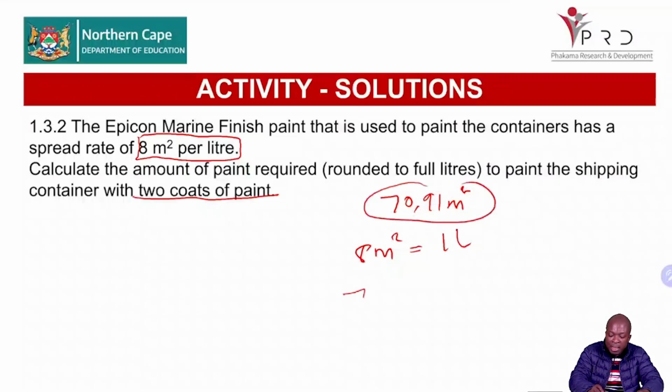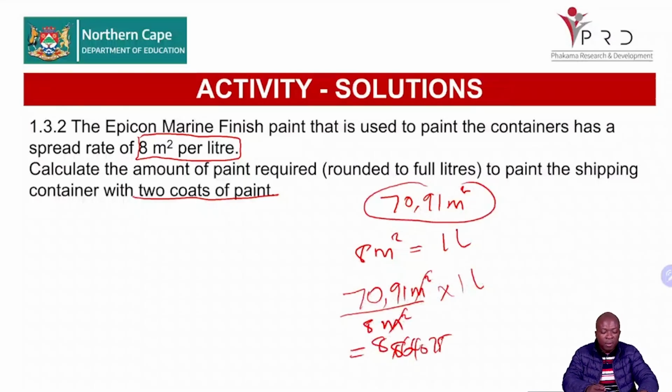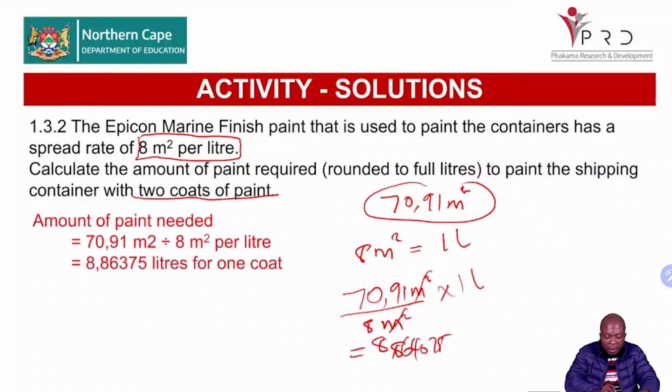So what do we do? We take the 70.91 meters squared divided by 8 meters squared times 1 liter. That way the meter squared will cancel the meter squared. So let's divide it by 8 meters squared. That will give us 8.864025. So there we are. Now that we have this, this is how many liters we need for 1 coat.